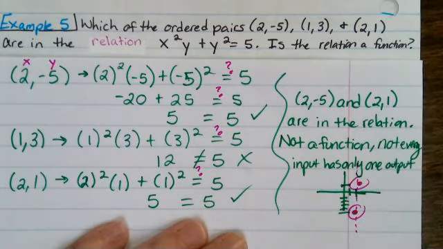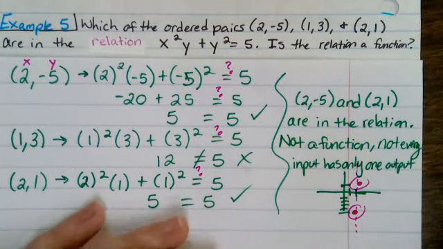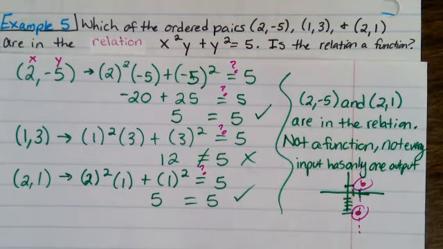I have to squish that down there. But not every input has only one output. Okay? All right, that was example 5.